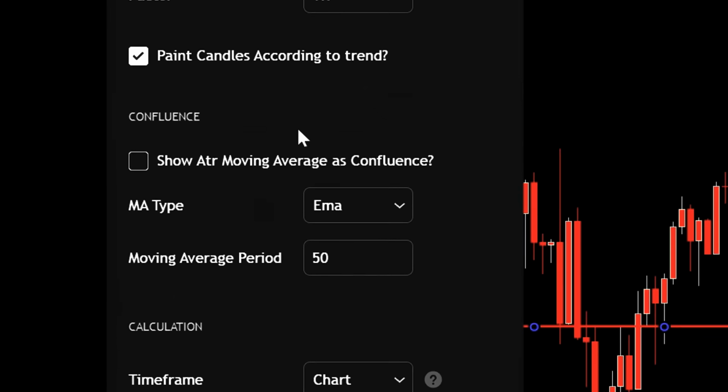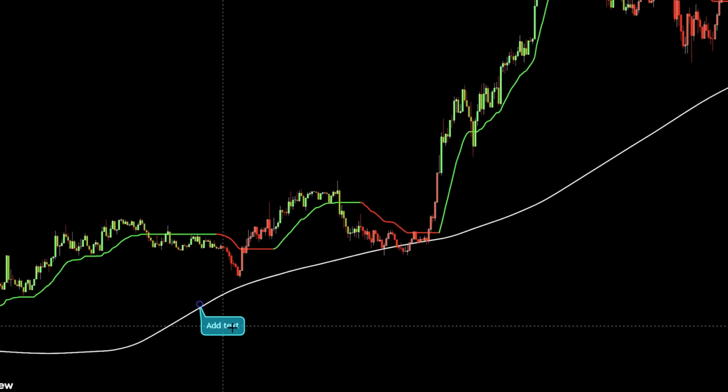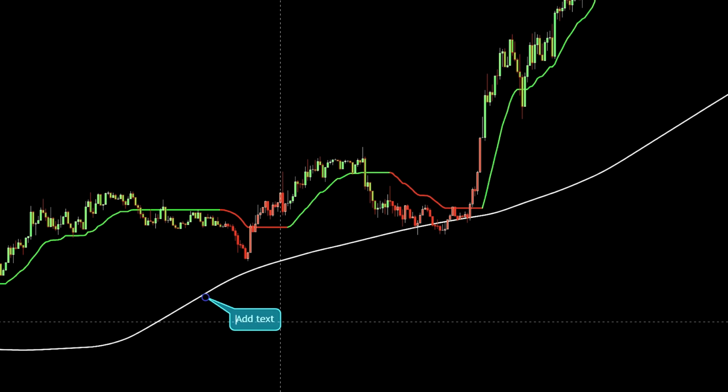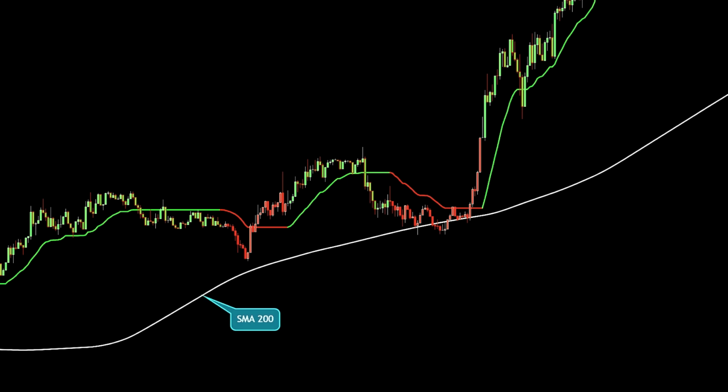Then, check the box for Show ATR Moving Average. Change its type to SMA, and then set the period to 200. Once you do that, you'll see this big, solid line on your chart. That's our 200 SMA, and we'll use it as our long-term trend guide. And then you have these red and green lines, which we'll just call the DEMA line. That's what helps us spot shorter-term moves.